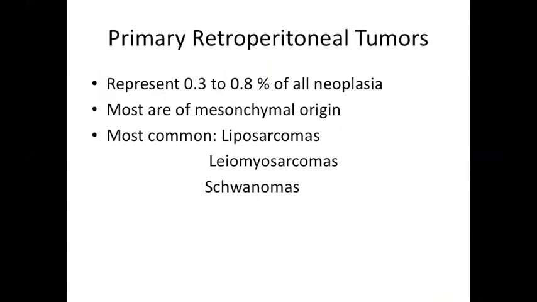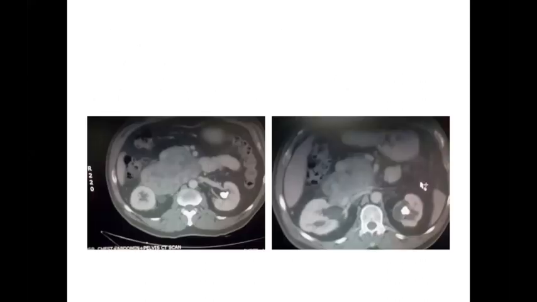Primary retroperitoneal tumors, especially sarcomas, are another group which falls into that category. Although they represent 0.3 to 0.8% of all neoplasias, and they're mostly mesenchymal in origin, they do happen in a younger age group. They tend to present very late, and when they do present, they're causing a lot of problems. They are a critical subset of tumors because you need to get the whole tumor with the invaded viscera or organs without rupture of the tumor intra-abdominally, otherwise it will seed and metastasize. I'll take you through a couple of those.